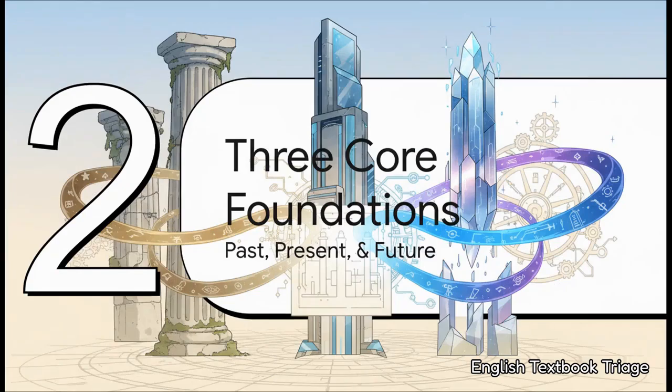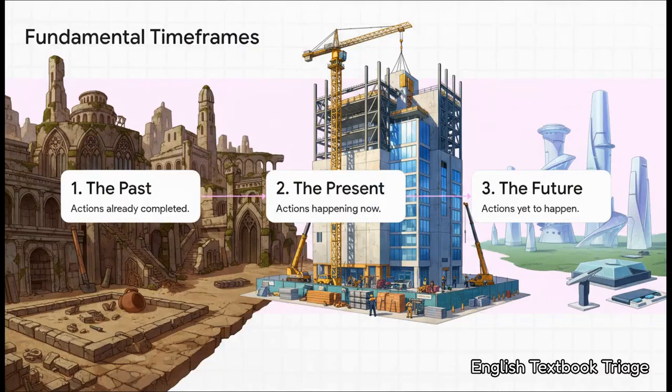Okay, so every single sentence we build, every single one, is going to stand on one of three unshakable foundations. These are the big three, the time frames that ground everything you'll ever say or write. It's really simple when you think about it, isn't it? The past, well, that's the groundwork that's already been laid. The present is what we're building right now. And the future is the plan for projects that haven't even started yet. Everything, and I mean everything, starts from one of these three.